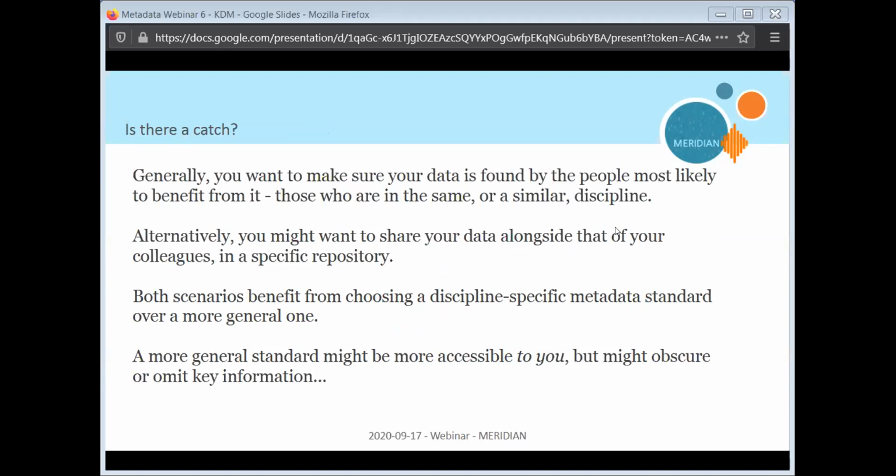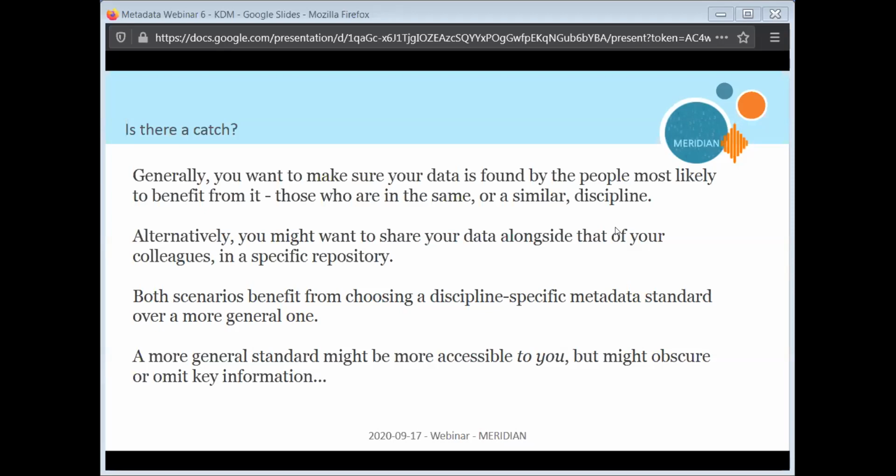And there's another catch, which is that you want to make sure your data is found by the people who can benefit from it. As I said on the last slide, if you are in a discipline where everyone else is sharing their metadata in a certain standard, you want to be using the same standard, so that it can be really easy to compare your metadata, and that way decide which of your data sets is more appropriate for a problem. Essentially, it's making the structure the same, which benefits using a computer to analyze it.